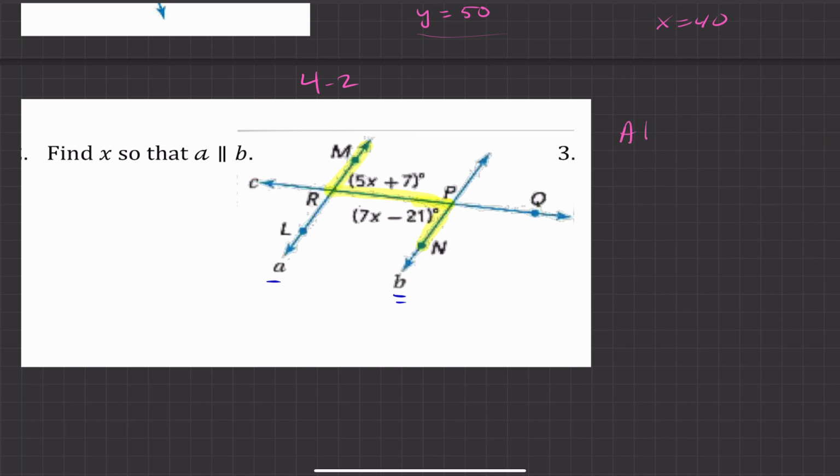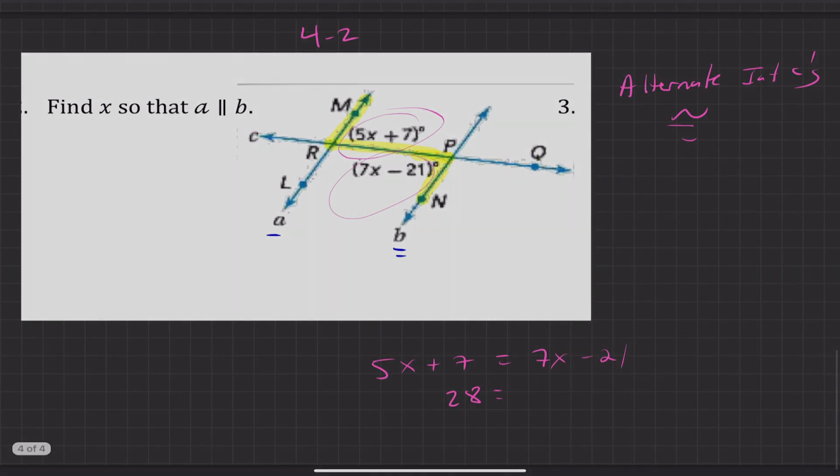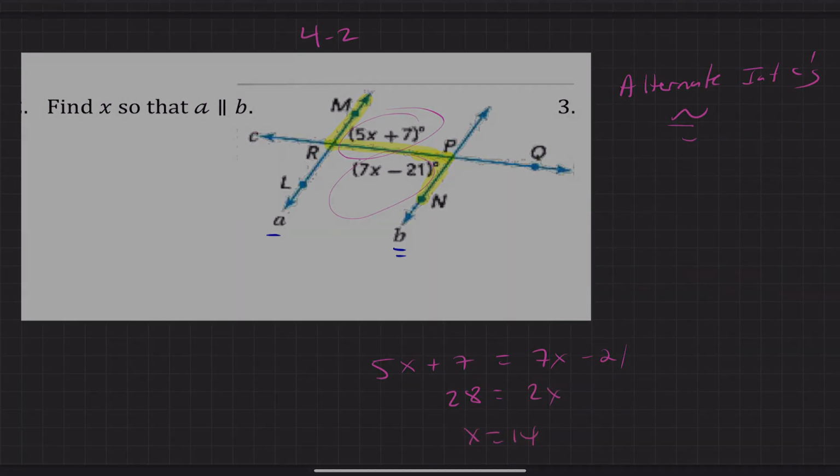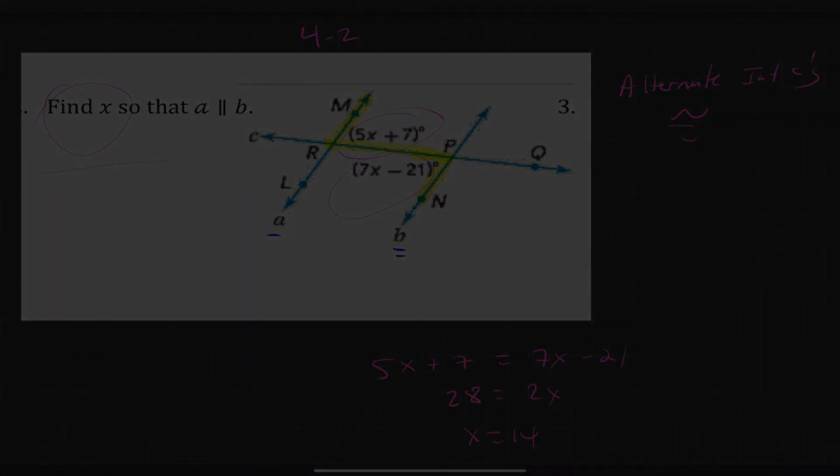And remember, with alternate interior angles, they are congruent. So then I take this and this, I set them equal to each other. And then I'm going to go ahead and solve. So this is 28 on the right hand side, and then I've subtracted both sides by 5x. I get 2x, so x is equal to 14. Okay, and that's all I have to do. I'm just finding x. Very simple.